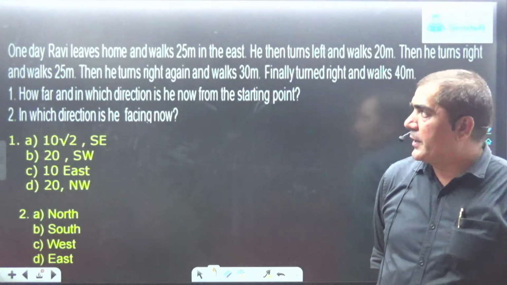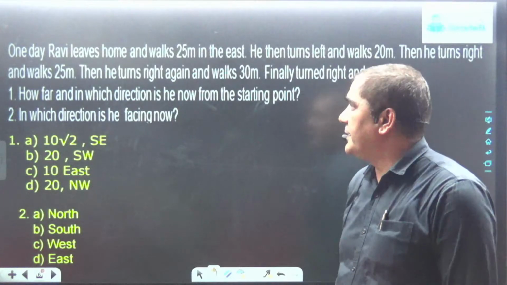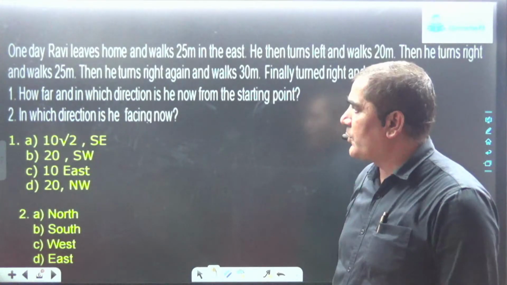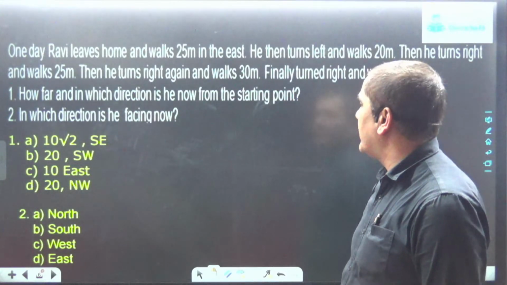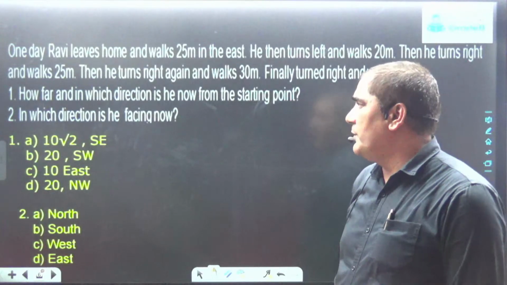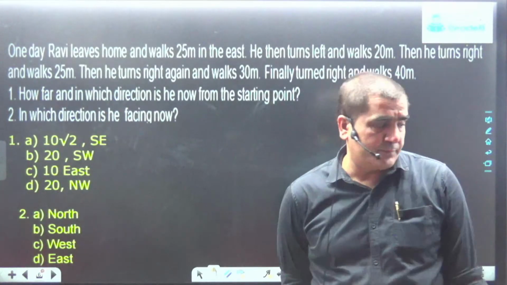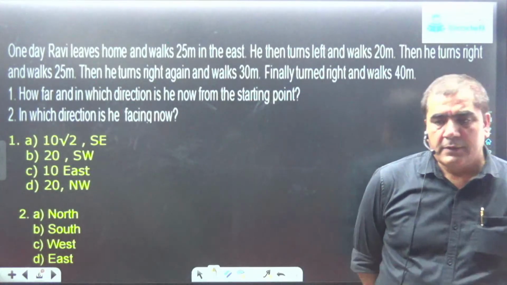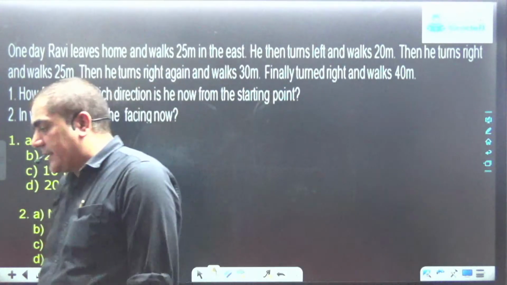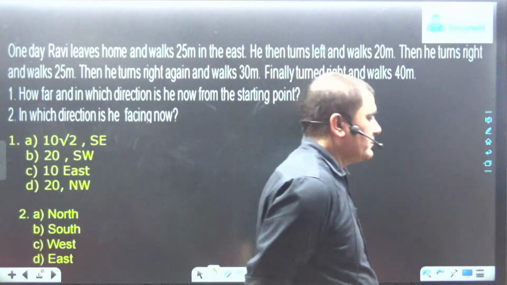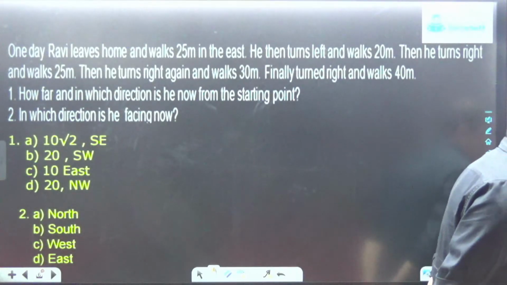Here the question says, one day Ravi left home and walks 25 meters in the east. He then turns left and walks 20 meters. Then he turns right and walks 25 meters. Then he turns right and walks 30 meters. Finally he turns right and walks 40 meters. Now the question is, how far and in which direction is he now from the starting point? You have to tell me the distance as well as the direction. What's the answer for this one?